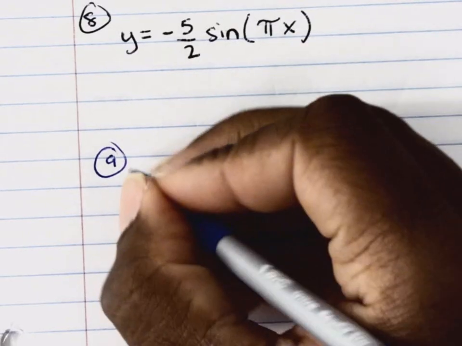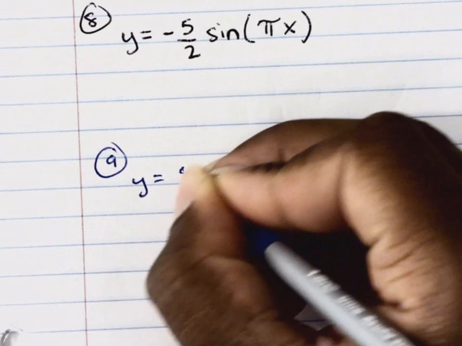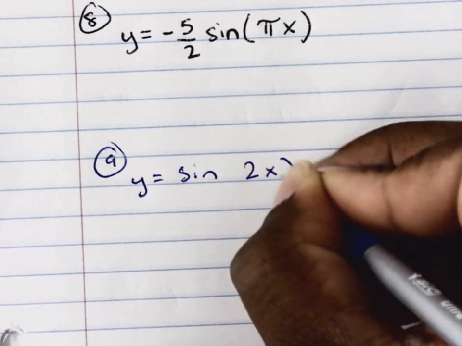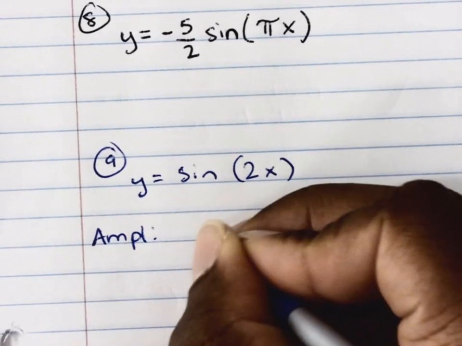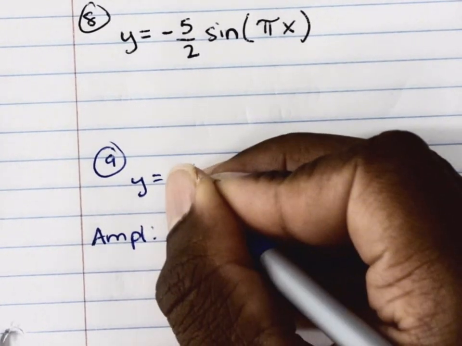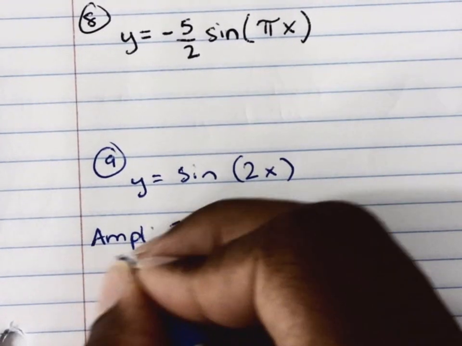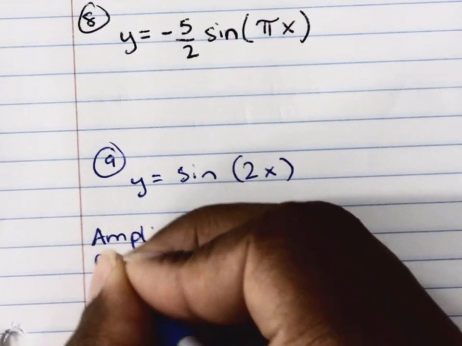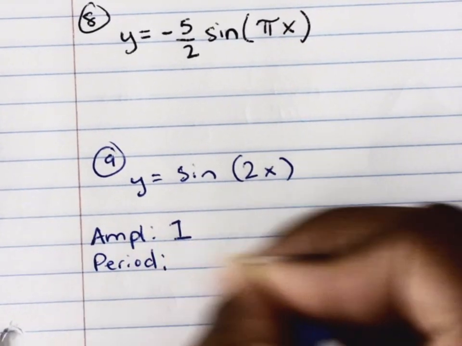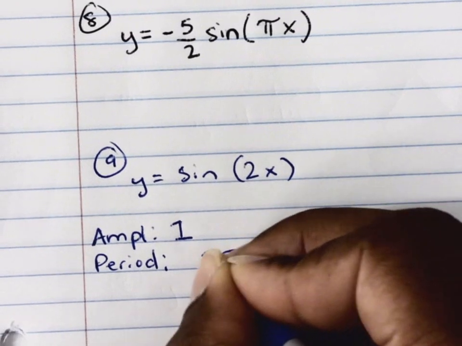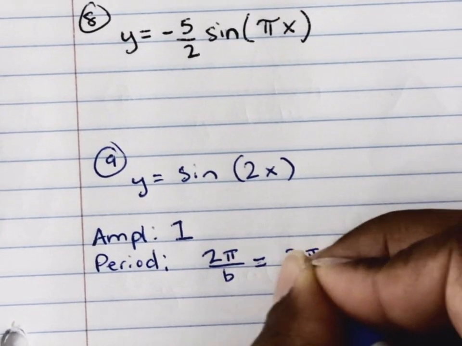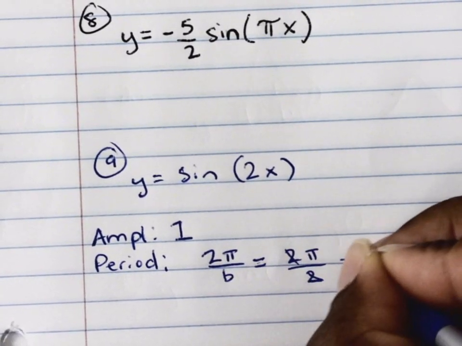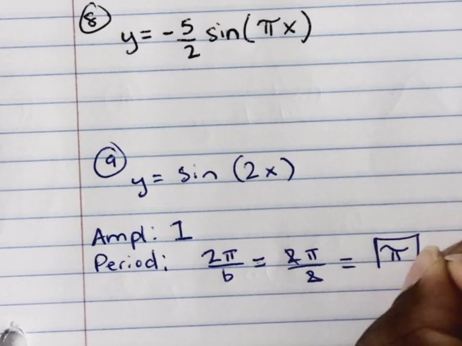So for number 9, we got y equals sine 2x. So amplitude is 1. There's nothing there in front of sine, so it's understood to be a 1 there. The period for sine, I'll say 2 pi over b. b is 2, so 2 pi over 2. The 2's cancel, and we get a period of pi.